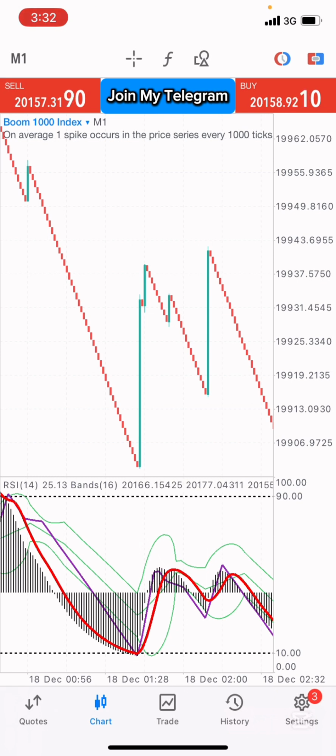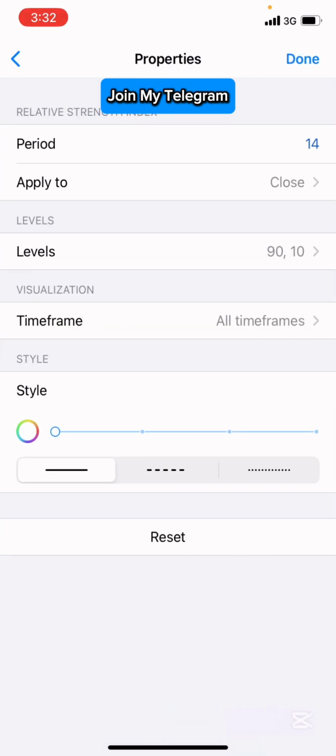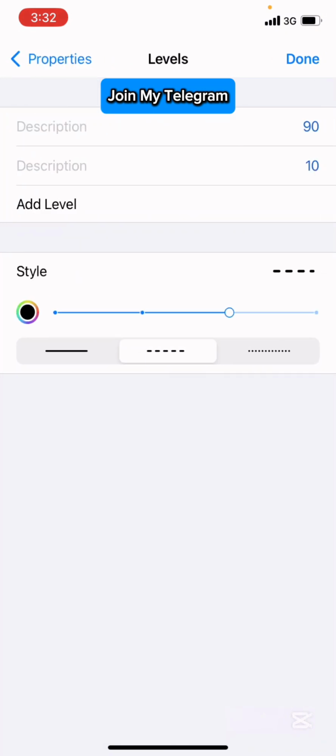As you can see right here, currently I'm using about 4 indicators on my chart, and I'm going to share with you the parameters for these indicators. Firstly, put on the RSI, the Relative Strength Index, in indicator window 1. Set the period to 14, apply to close, and the levels to 90 and 10. Set the style to 3 pixels with black color on the middle line. Then click done.